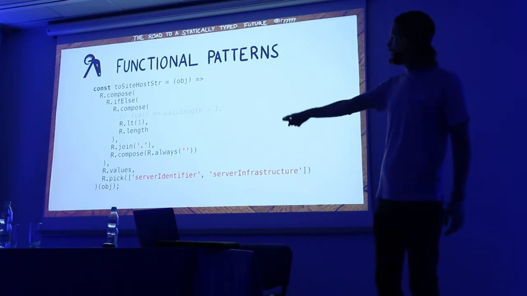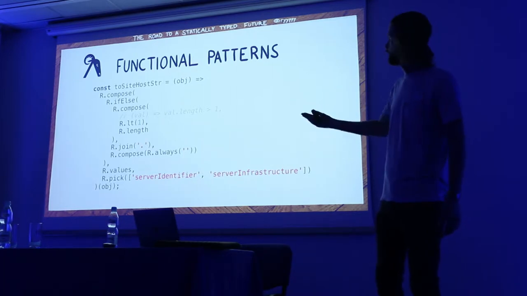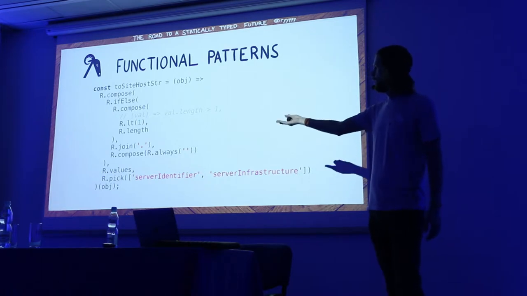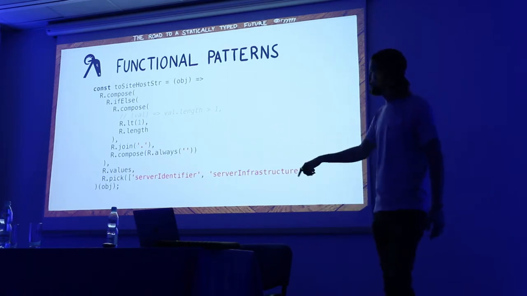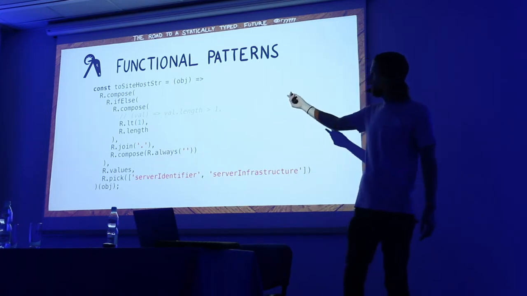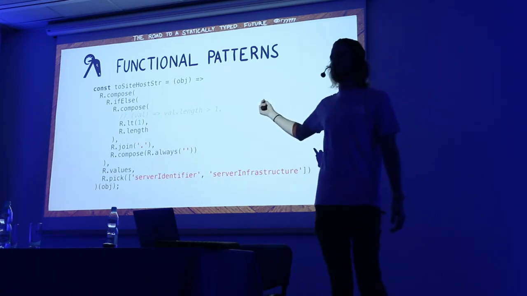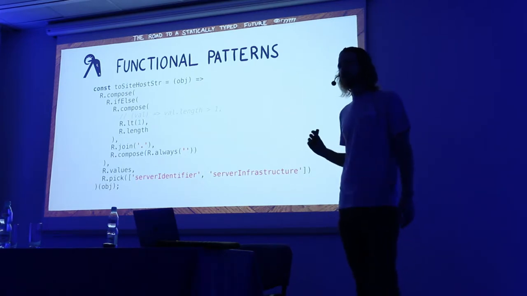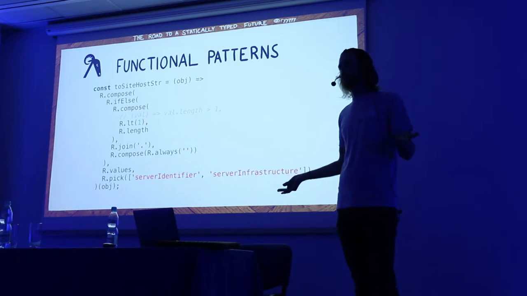We put in the object, we have a utility function pick, which picks certain attributes from my object. I get the server identifier, the server infrastructure, then I call the values function, which gets the output of this function, and so on and so on. And you can also do declarative if-else statements and stuff like this. You will probably not find any value in this because you think, okay, I can write this in an imperative way and it's much easier.